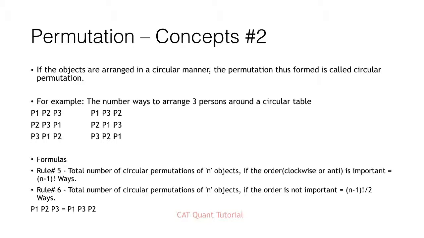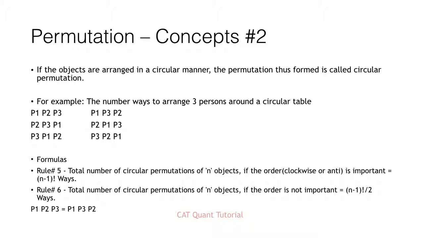If I remove the order, that is clockwise or anti-clockwise, P1, P2, P3 and P1, P3, P2 actually mean the same thing. Correct? So in that case, these 2 would merge with each other and we would be left with only one way in which the seating can be done if the order is not important. So P1, P2, P3 equals P1, P3, P2 and we would be left with only one way.